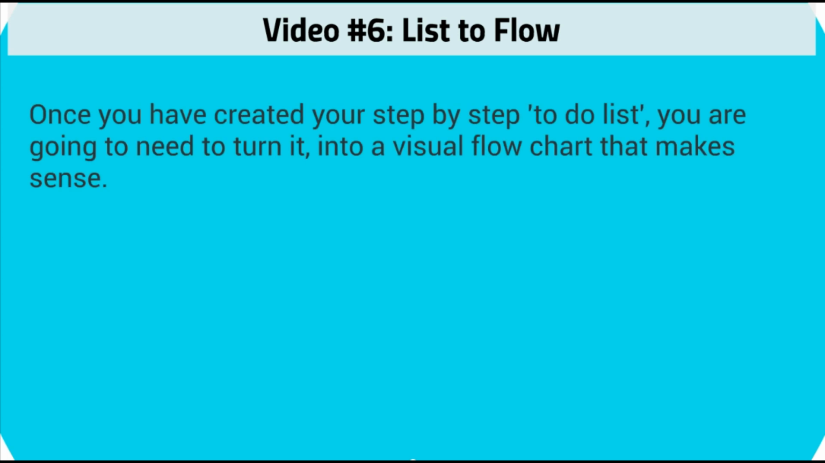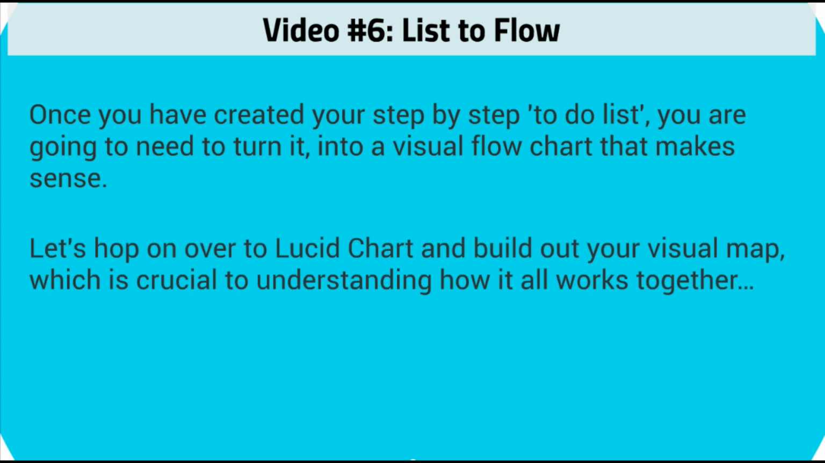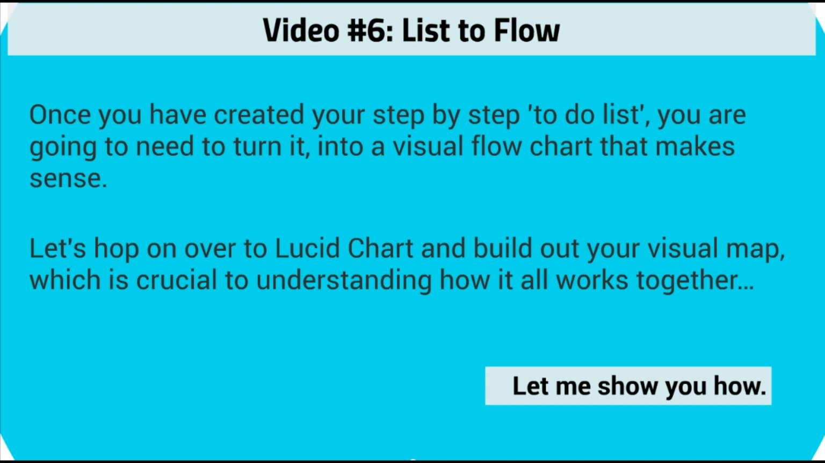Once you've created your step-by-step, sequential, and logical to-do list, you're going to need to turn it into a visual flow chart that makes sense, because this is what's going to help you and the programmer understand how all the missing pieces or pieces of the puzzle flow together. So let's hop on over to Lucidchart and build out your visual map, which is crucial to understanding how it all works. All right, so let me go ahead and show you how.